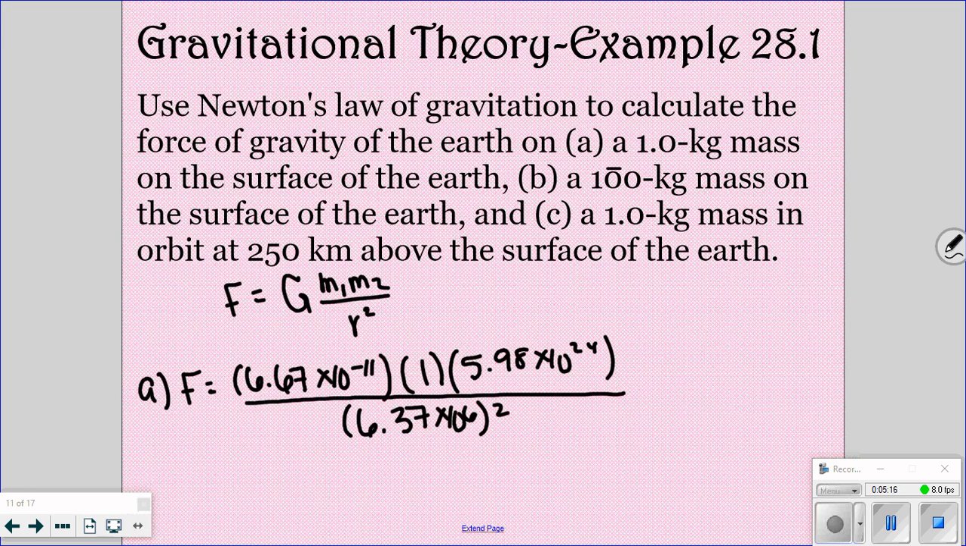Okay, so we're only going to go to 2 sig figs because that's how many they give us. So you should get 9.8. And then our force is in newtons, so newtons would be your answer.